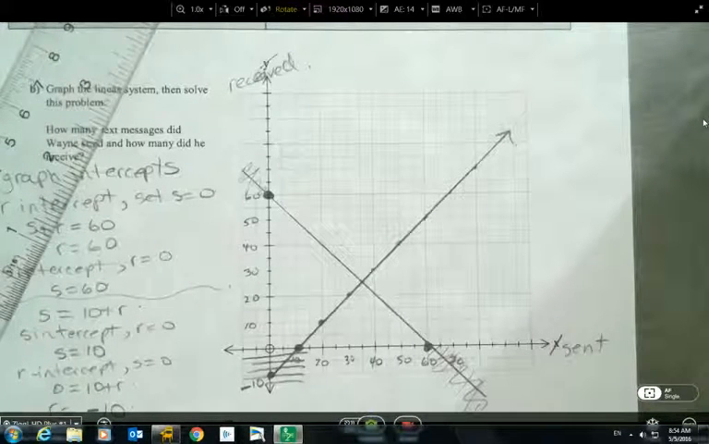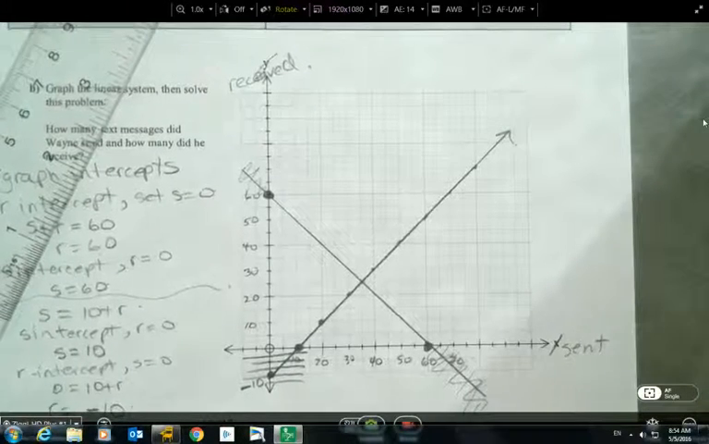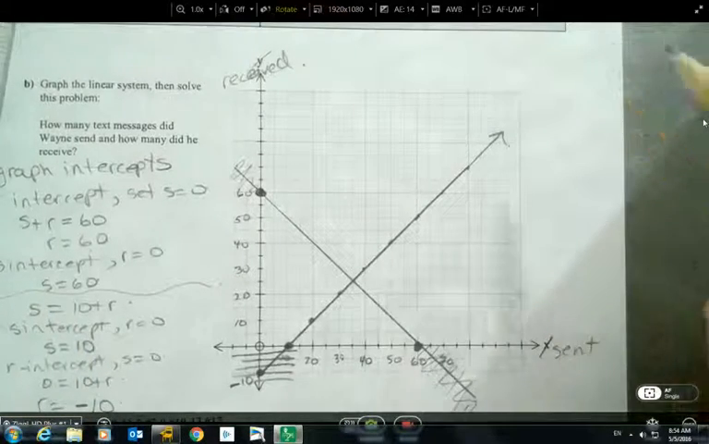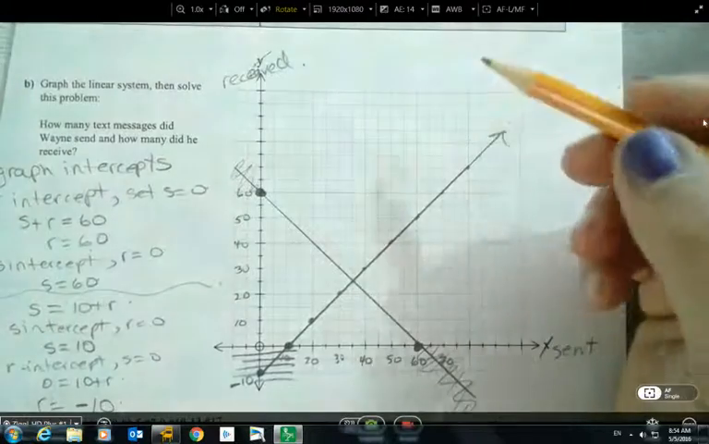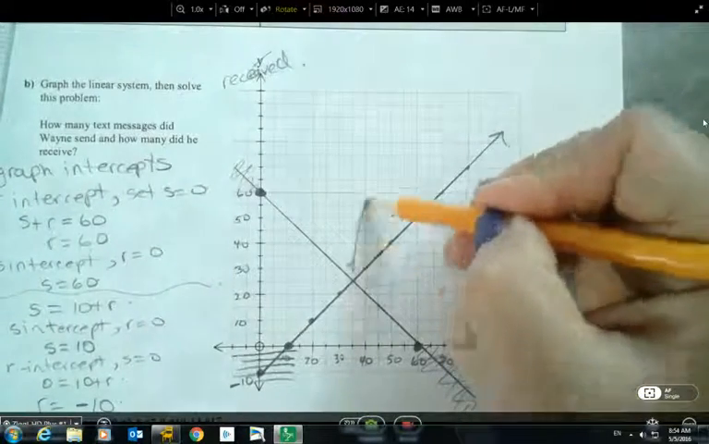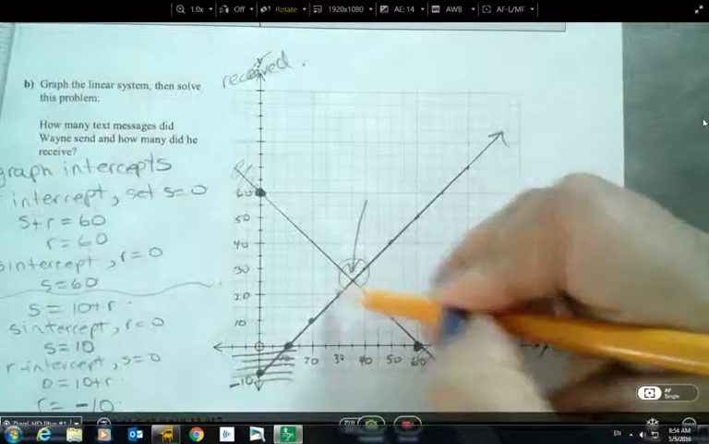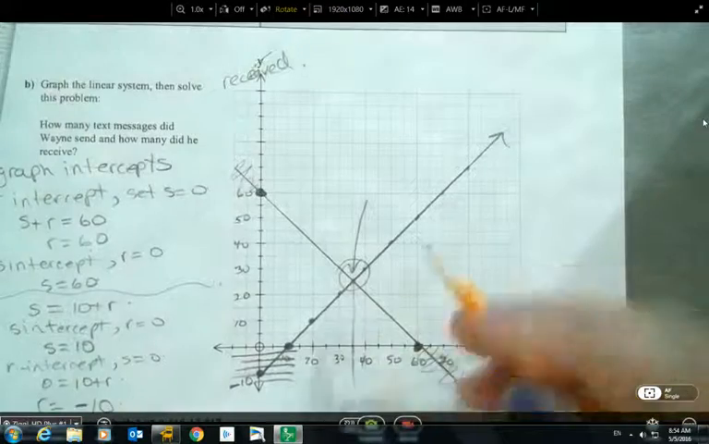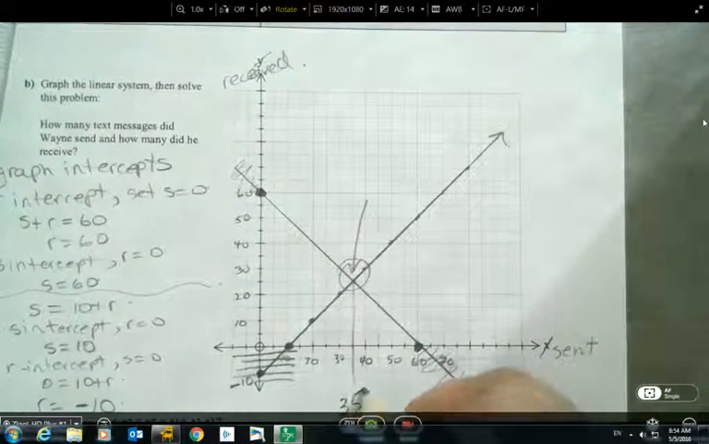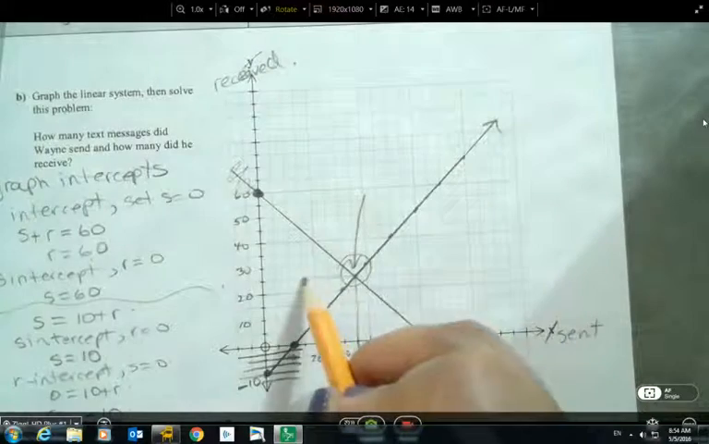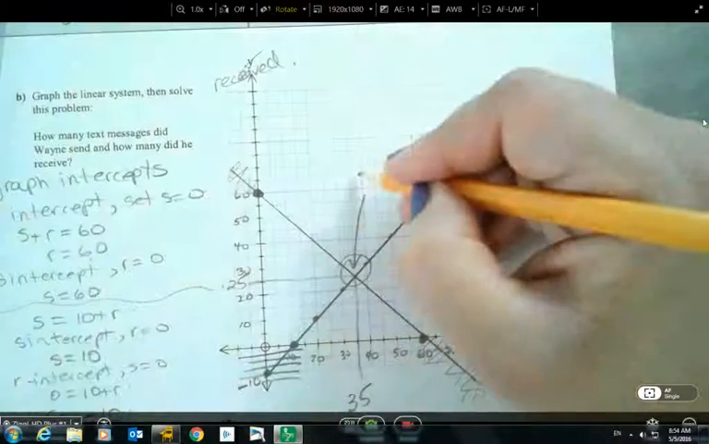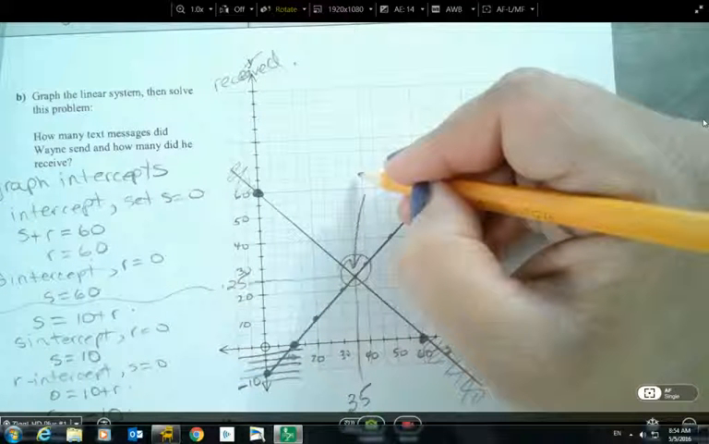All right, now where is the solution to this system? That's going to tell us how many text messages Wayne sent and how many he received. So that's going to be right at this intersection point, right? So what do we think that number is approximately? 35. And if I go here, what do I think this number is approximately? 25. So then my solution to this system is 35 and 25.